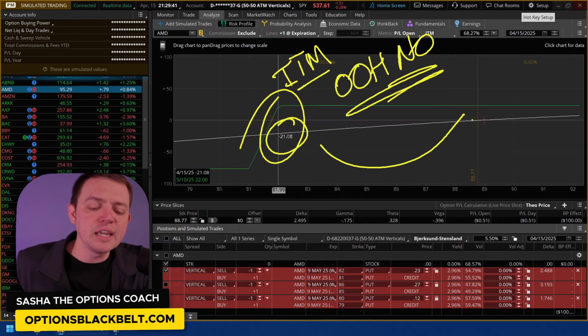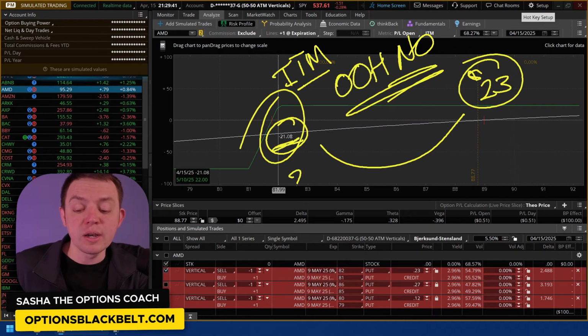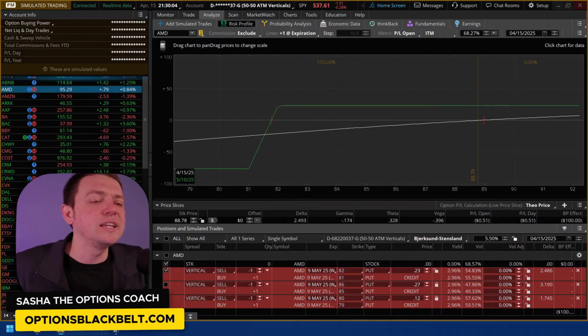Now, the good news is if you're usually making about 23 or even 20 bucks, but you're getting out also at about $20, you're risking one to make one. And that is a beautiful state and situation to be in. And that's why I like those spreads.